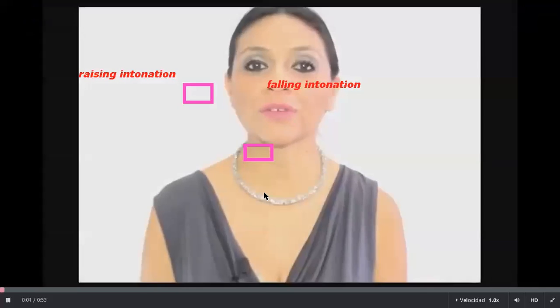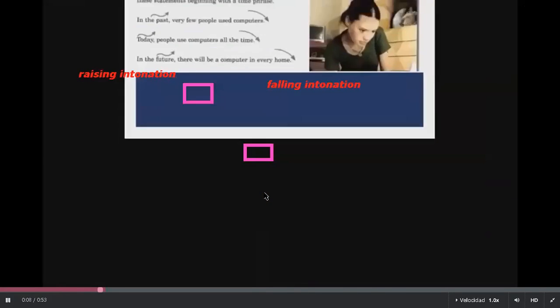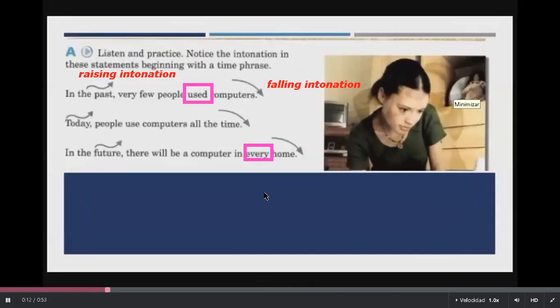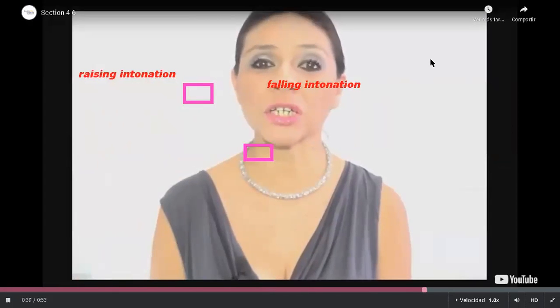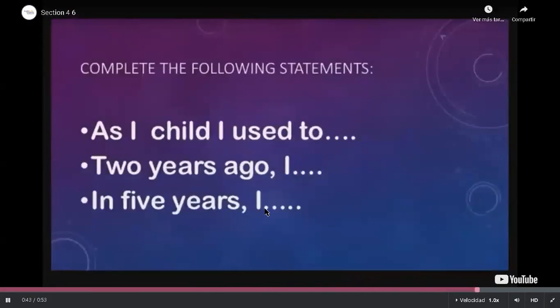Computer. Ready to work on pronunciation? Notice the intonation in these statements beginning with a time phrase. Pronunciation. Intonation in statements with time phrases. Part A. Listen and practice. Notice the intonation in these statements beginning with a time phrase. In the past, very few people used computers. Today, people use computers all the time. In the future, there will be a computer in every home. Can you now complete these statements with your own information? Read the statements to your teacher. As a child, I used to. 2 years ago, I. In 5 years, I.